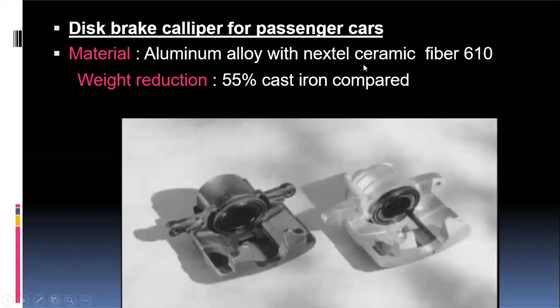So 55% cast iron has been used in these disc brake calipers for the sake of weight reduction, and the material used for this is aluminum alloy with ceramic fibers. By using some of the ceramic fibers, they are making the disc brake calipers.